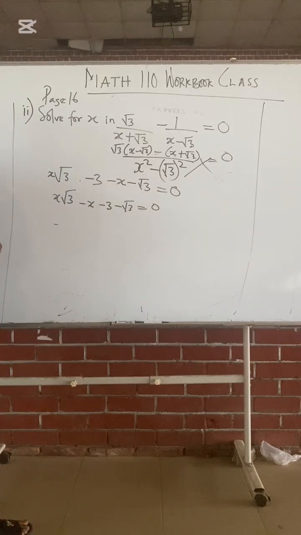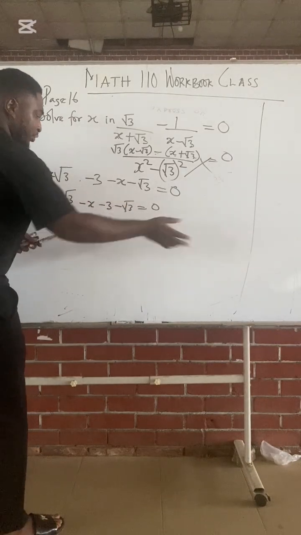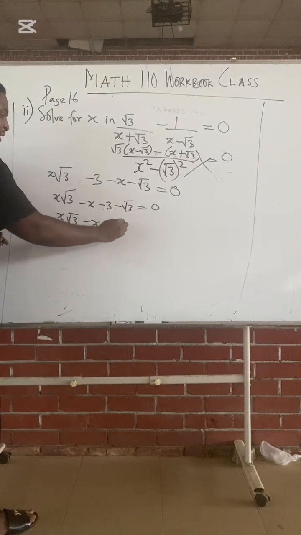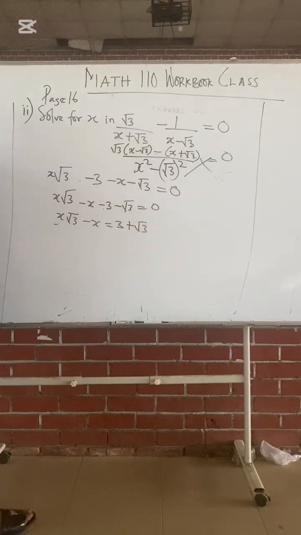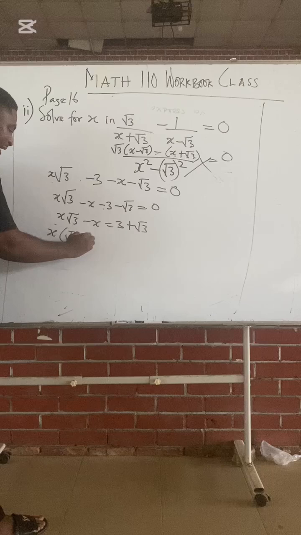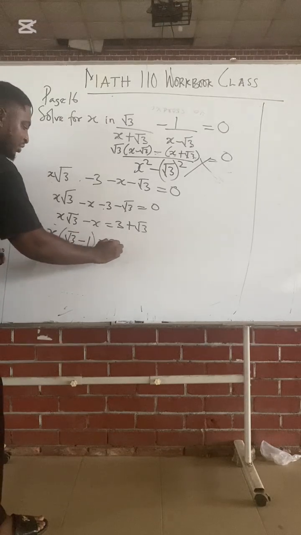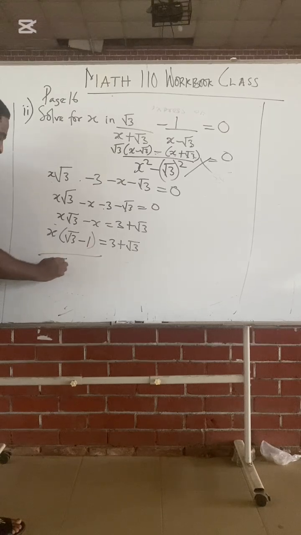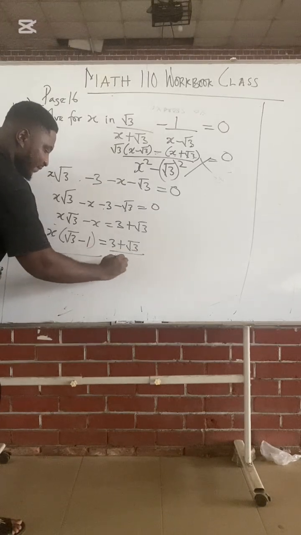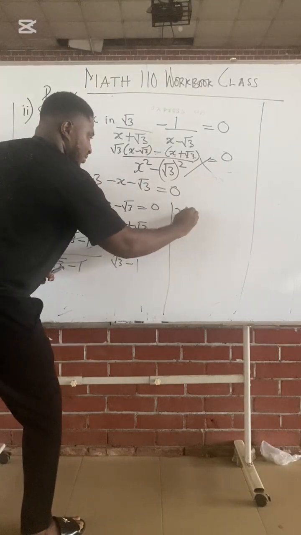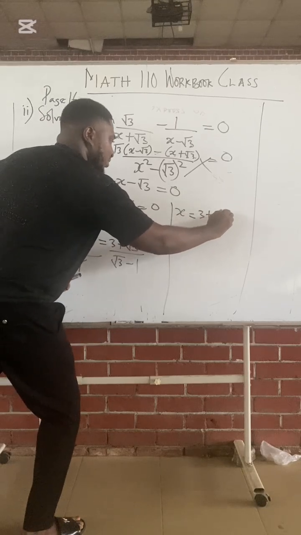Now follow me. Bring minus 3 and minus root 3 to this side. X root 3 minus x equals minus 3 goes there and becomes 3 plus root 3. Their sign will change, right? Factorize x from these two places. Bring out x here. You have root 3 minus 1, x equals 3 plus root 3. Make x the subject of the formula. Divide both sides by root 3 minus 1. Root 3 minus 1 cancels root 3 minus 1. So that x equals 3 plus root 3 all over root 3 minus 1.